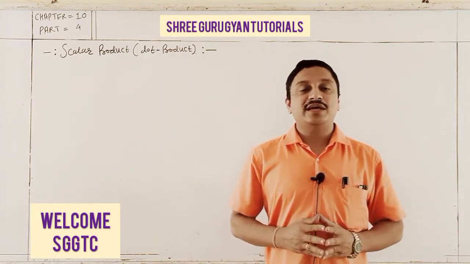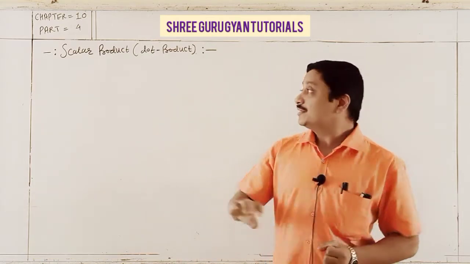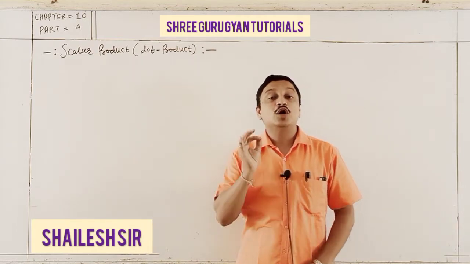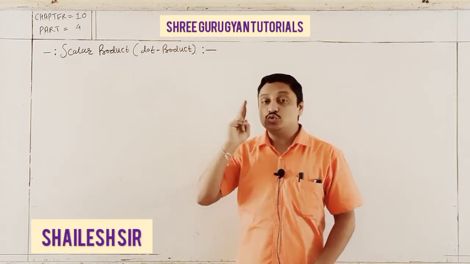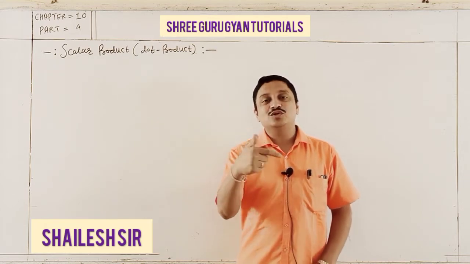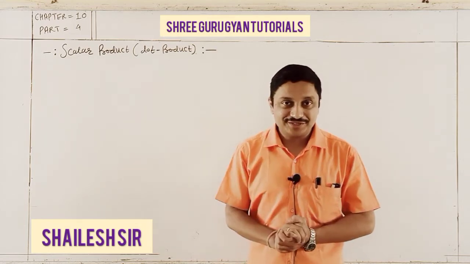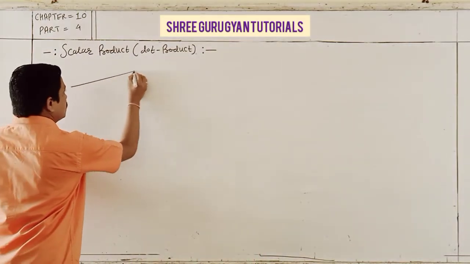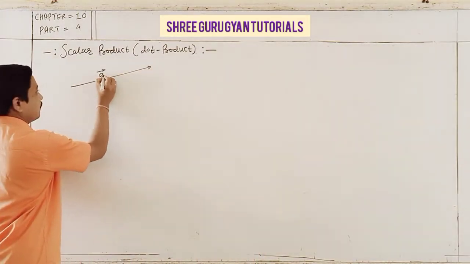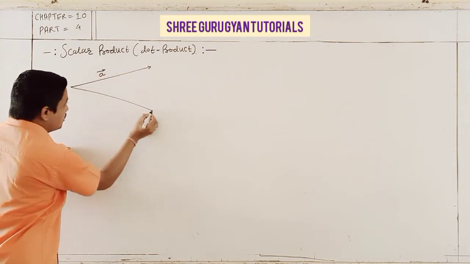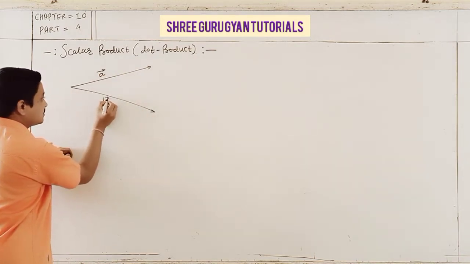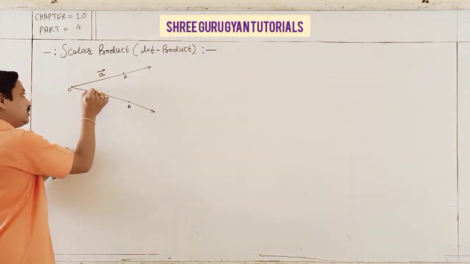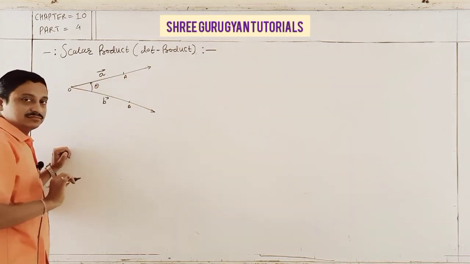So students, today I continue our new topic, which is called the scalar product, or dot product, between two vectors. It is also called an inner product. Consider here two vectors, vector A and vector B, with directions O to A and O to B, making some angle theta between them.